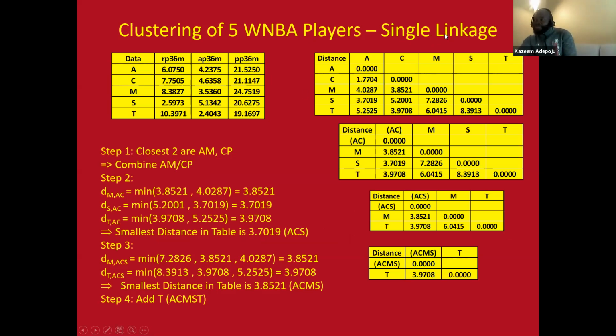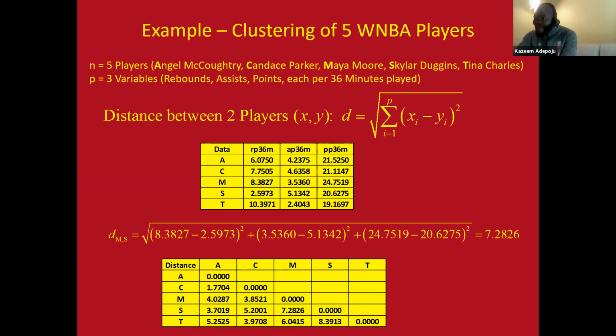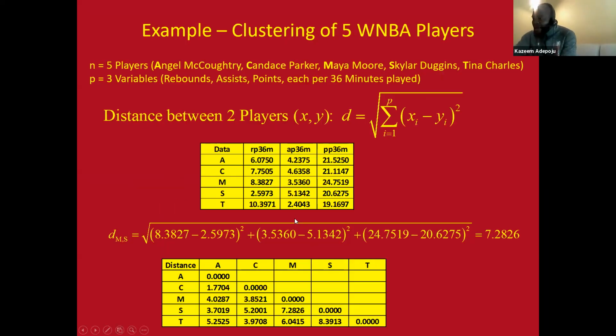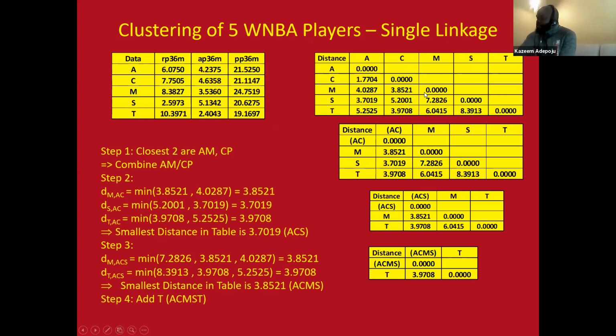Now we want to do single linkage. And what do we mean by single linkage? In single linkage, we use the minimal distance to decide on the groups. Complete linkage is maximum. Average linkage is mean distance. So what I want to do right now is the single linkage, which is the minimum.